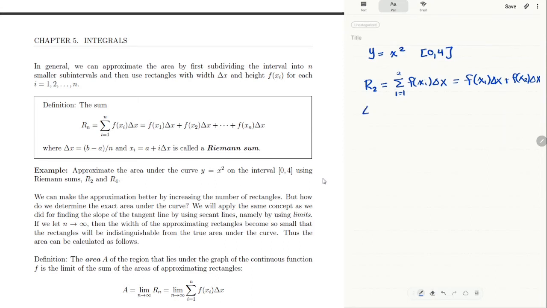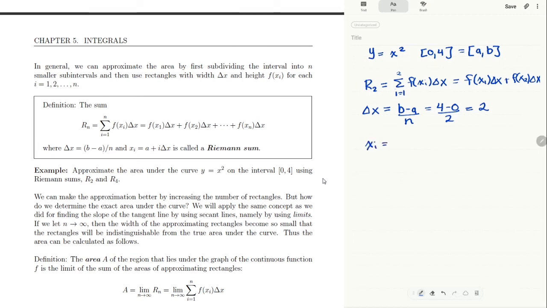So let's first calculate delta x, which is the width of each rectangle, which is given by b minus a divided by n. Our interval we're working with is from 0 to 4, so what we want to use is 2 rectangles. And so delta x will be given by 4 minus 0 divided by 2. This tells us that the width of each rectangle has a length of 2.